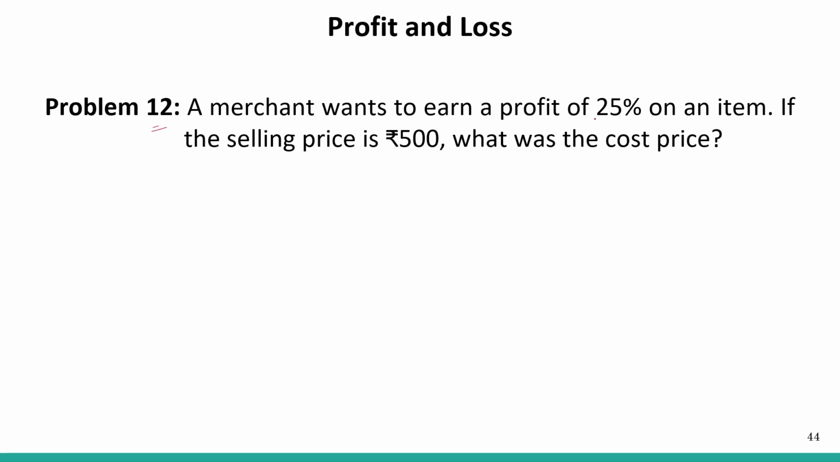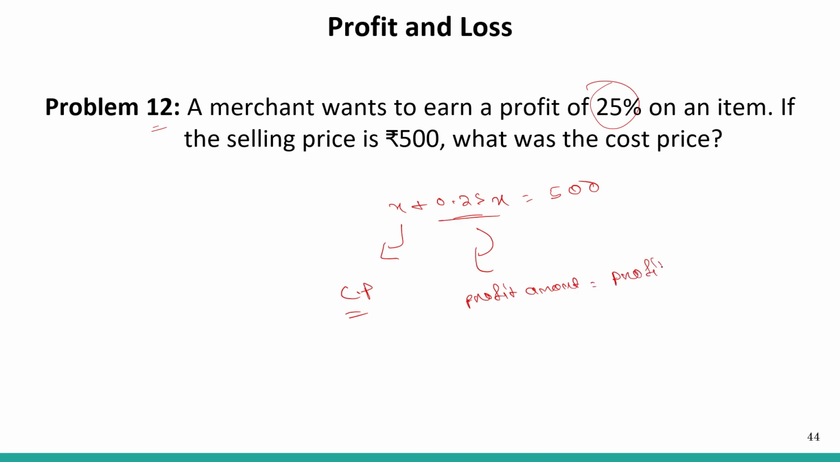So a merchant wants to earn a profit of 25% on an item. So the selling price is 500 rupees. So x plus 0.25x is equal to 500. So let's assume that x is the CP here, cost price. So the profit is 25%. So profit amount will be what? Profit percentage in decimal into CP, right? So this is equal to 0.25 into x. Okay. So this implies that 1.25x is equal to 500.